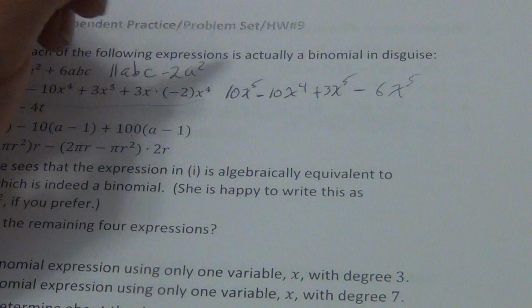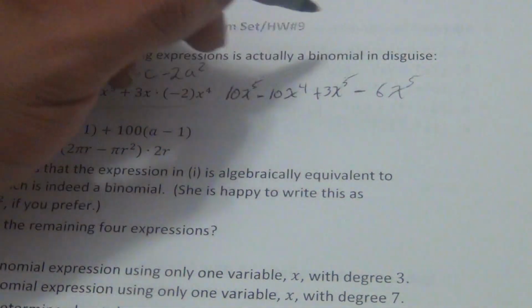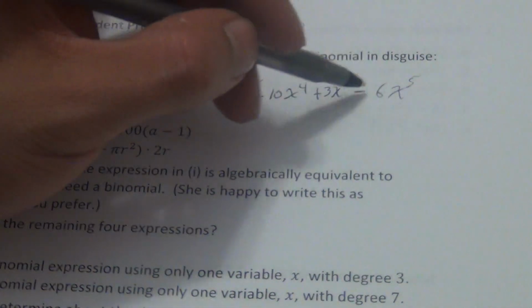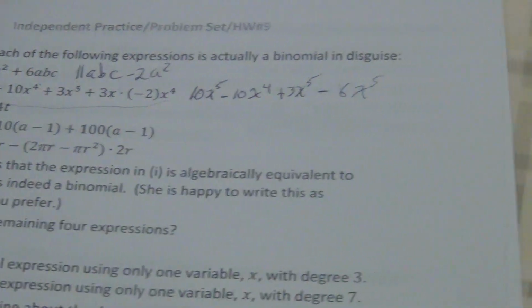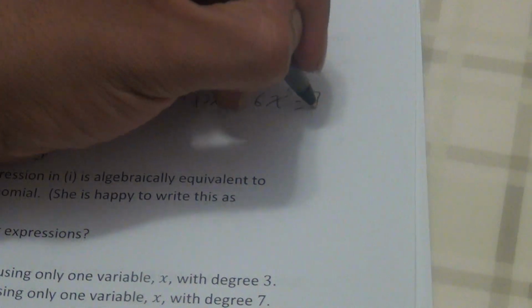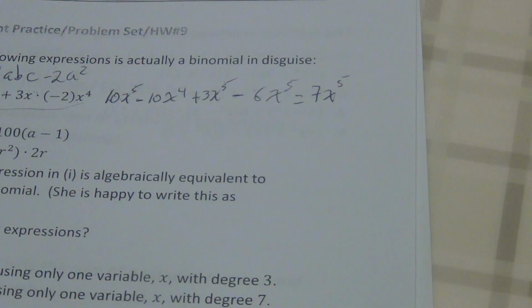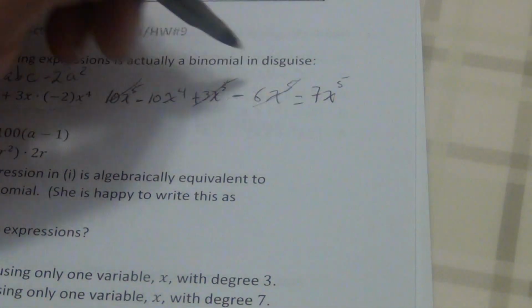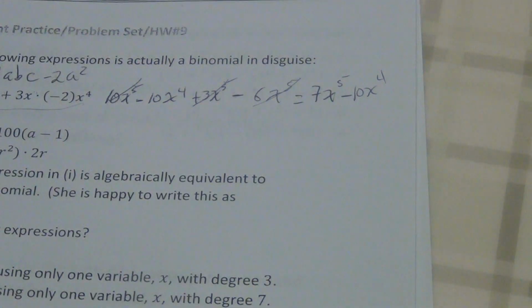Okay, and now we have the like terms: 10x to the fifth, 3x to the fifth, and negative 6x to the fifth. So 10 plus 3 is 13, 13 minus 6 is 7, so this is the same thing as 7x to the fifth minus 10x to the fourth. And yes, this is a binomial again.